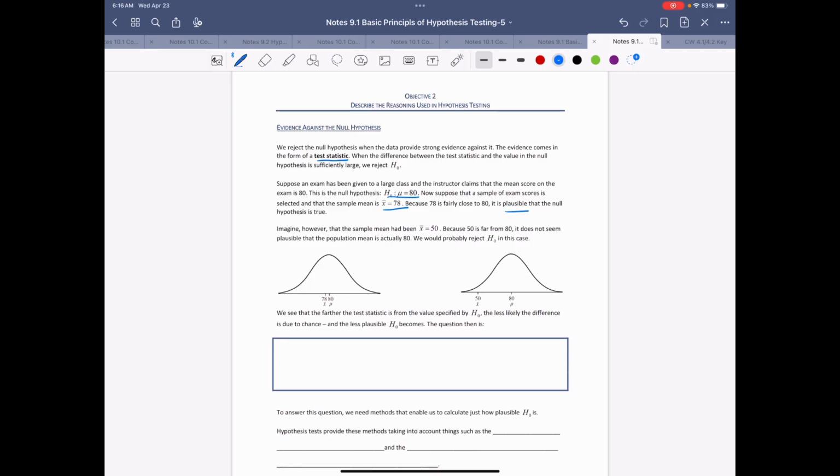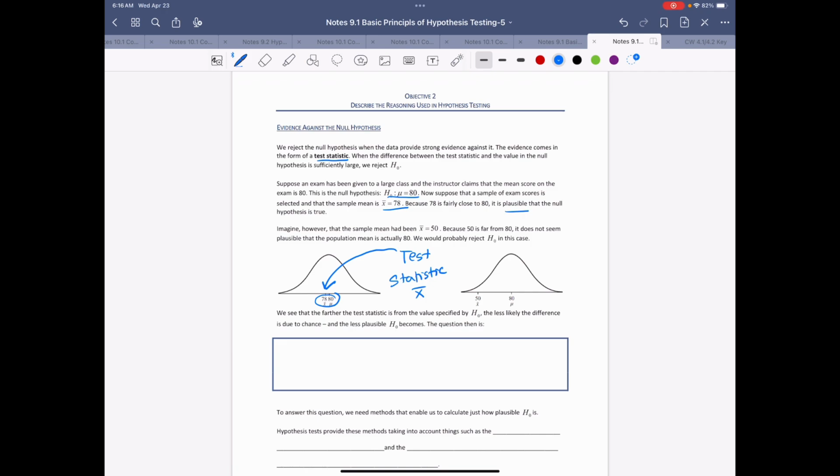And I want you to look at this graph. If you look at this first graph and you look at 80 and 78, my test statistic is X bar. And when you look at X bar, 78 is very close to 80.